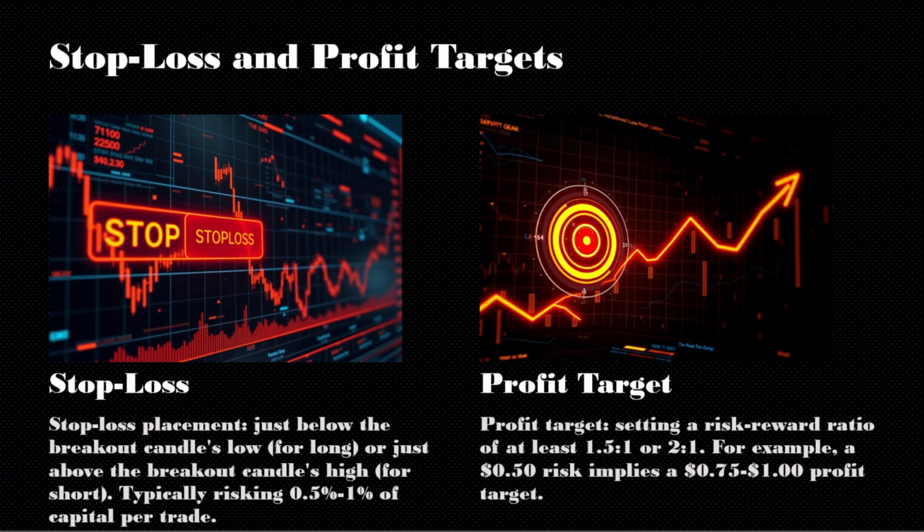Stop loss and profit targets. Stop loss placement: just below the breakout candle's low for long, or just above the breakout candle's high for short, typically risking 0.5 to 1% of capital per trade. Profit target: setting a risk-reward ratio of at least 1.5 to 1 or 2 to 1. For example, a 50-cent risk implies a $2 reward, or a 75 cents to $1 profit target.